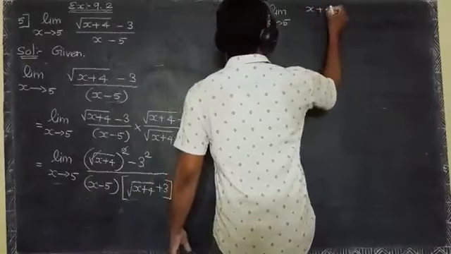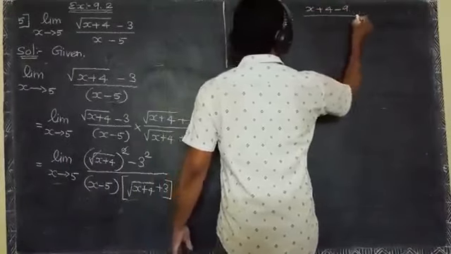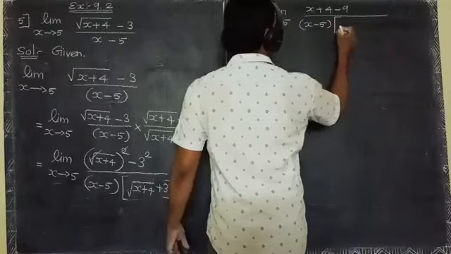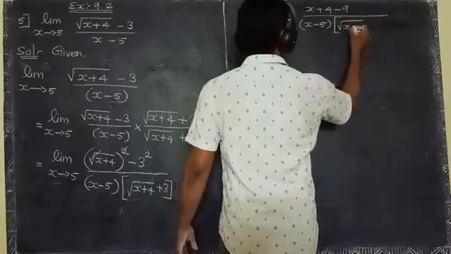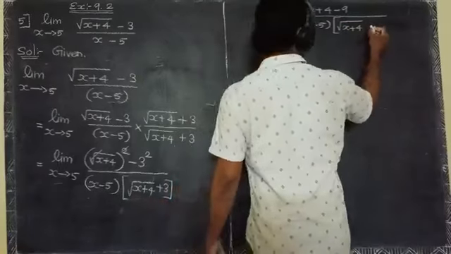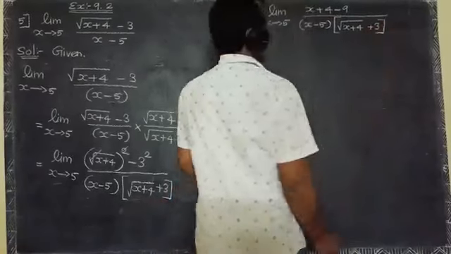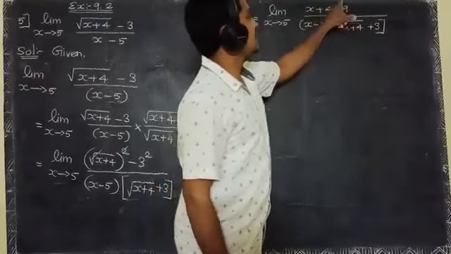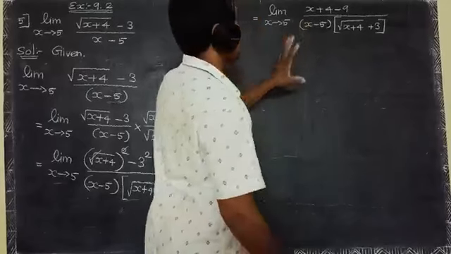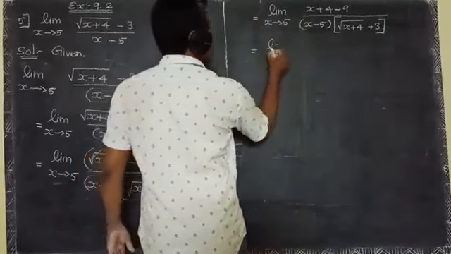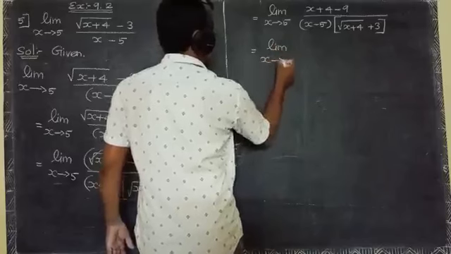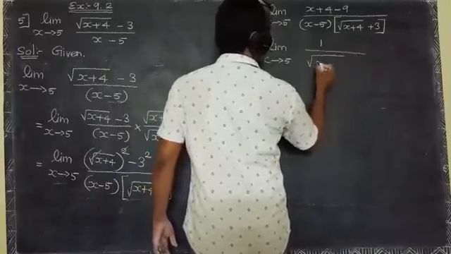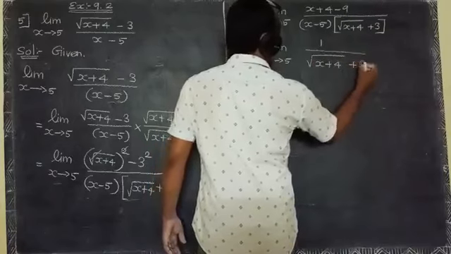x plus 4 minus 9 divided by x minus 5, into square root of x plus 4 plus 3. In the numerator, 4 minus 9 is minus 5. The factors x minus 5 are cancelled. Finally we get the limit as x approaches 5 of 1 divided by square root of x plus 4 plus 3.